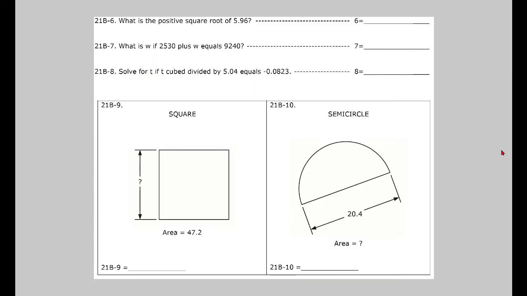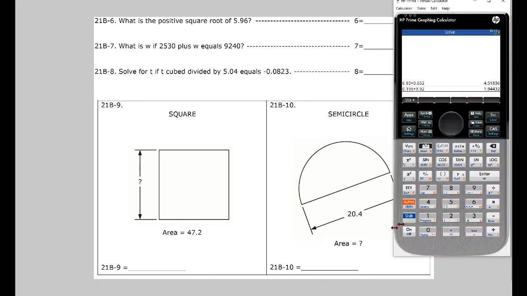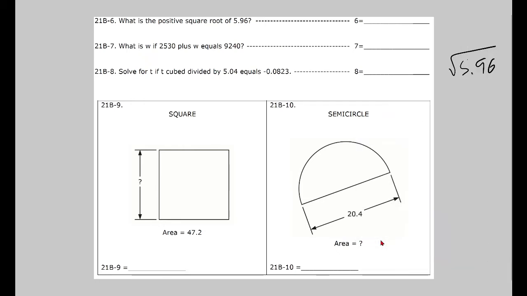Alright, so for number 6, we're looking for the positive square root of 5.96. So we're just looking for the square root of 5.96. We just have to hit our calculator and go to square root of 5.96, and our answer would be 2.44, rounding to the third. So our answer would be 2.44.